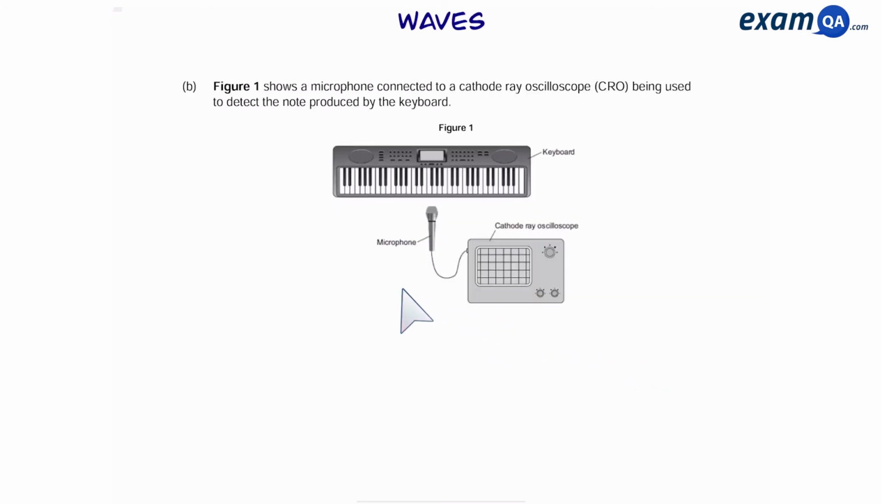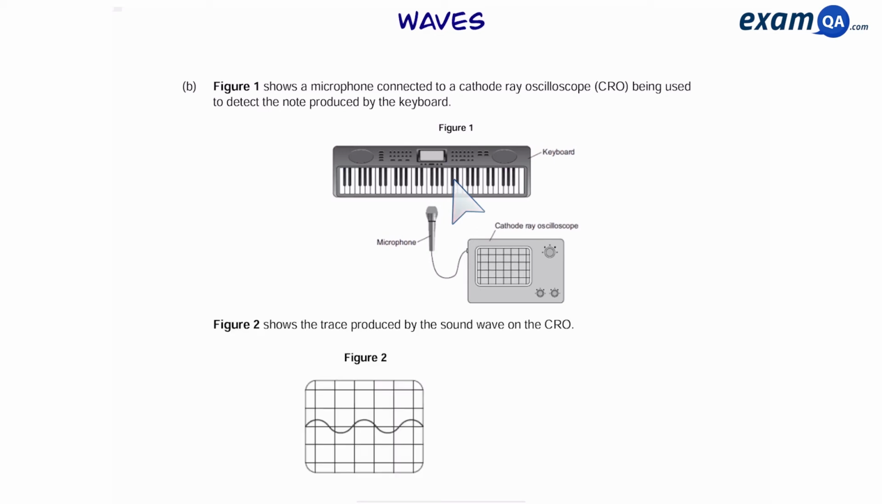Part B. The figure shows a microphone connected to a CRO, and it's being used to detect the note produced by the keyboard. Figure 2 shows the trace produced by the sound wave on the CRO. So we can see here that a sound was played on the keyboard, and this was detected by the microphone, and on the CRO we got the following diagram.